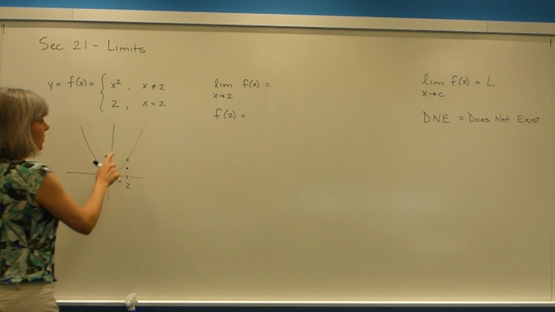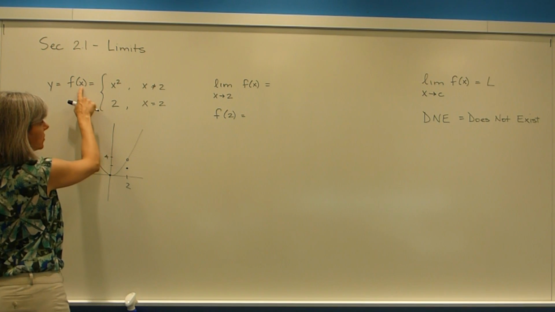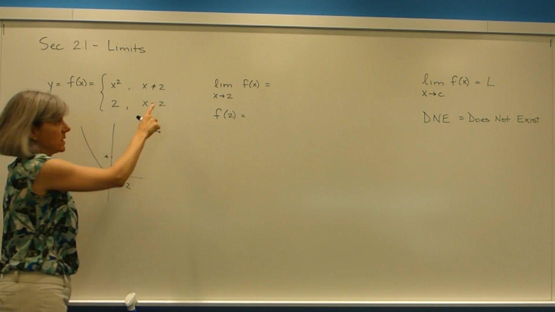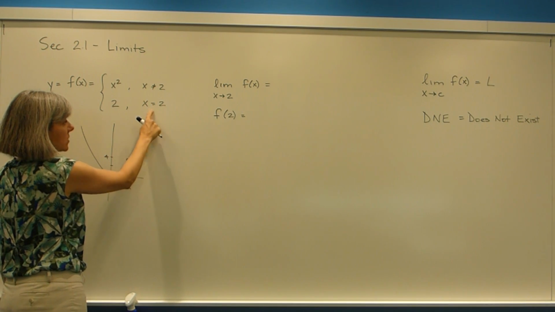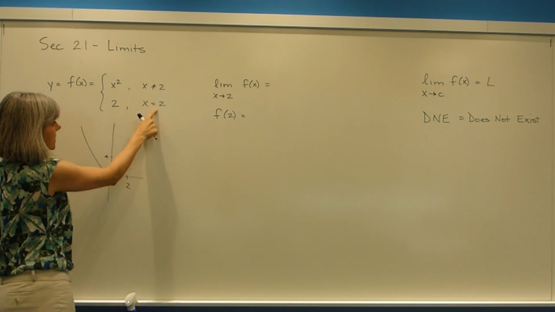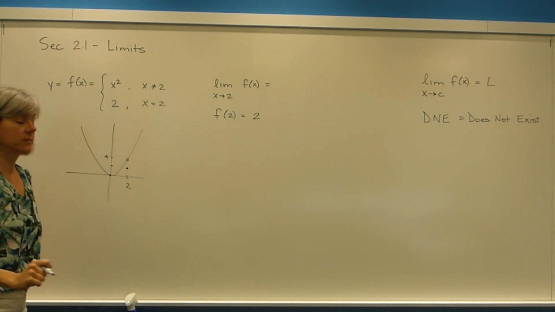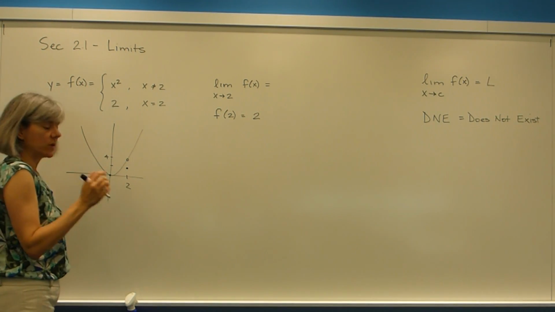Okay, the actual value, if I plug in x equals 2, I know I don't use this definition because x equals 2 is not part of this range, so I'm going to use this right here. So when x is 2, the function is 2. It is defined. What is the limit doing?